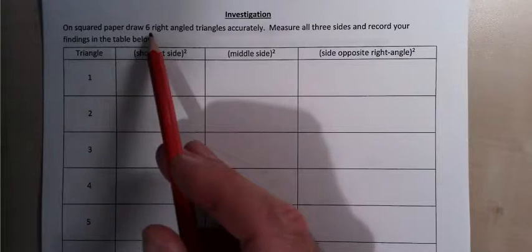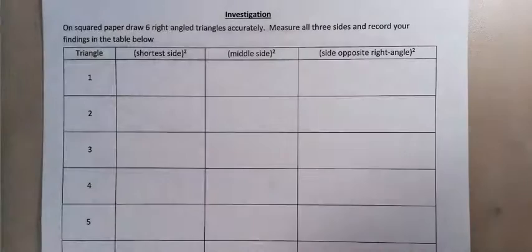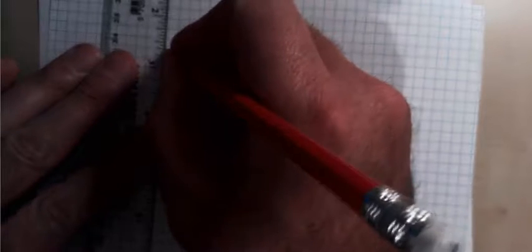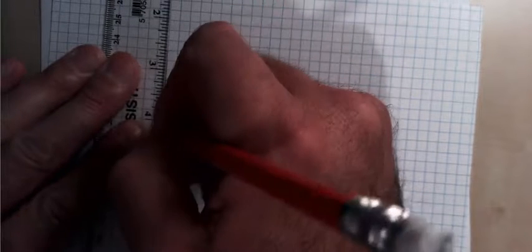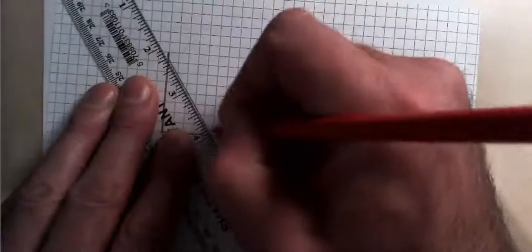It says on squared paper, draw 6 right angle triangles accurately. I'm sure I could summon up a wee bit of squared paper here and just show you exactly what they mean. So here's some squared paper, and if I draw one, and again I'm just going to pick a reasonably random one, there would be one side. Let's do another side, and if you measure these in as accurately as you can, with your ruler you would measure the length of the 3 sides of this.